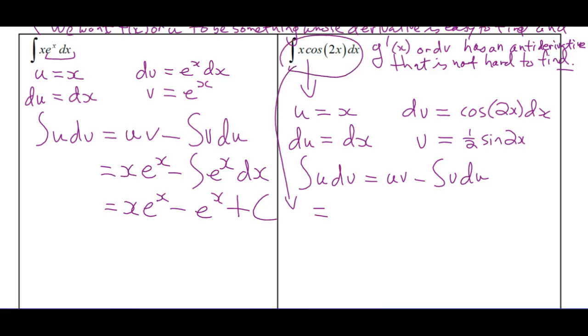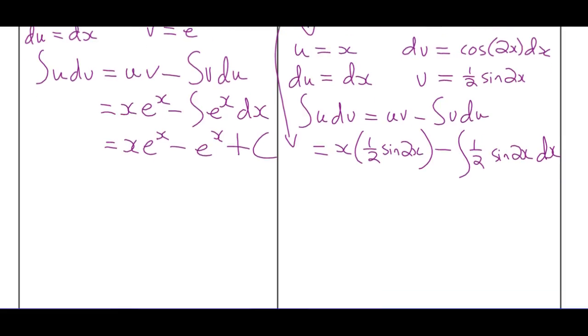Okay, so what's that equal to? U times v. So x times 1/2 sine 2x, minus the integral of v, 1/2 sine 2x, du, so du, which is dx. So we've got 1/2 sine 2x dx. Okay, left side easy, right? I mean, that's just going to become x over 2 sine 2x. So that's just doing the multiply. Right? Nothing hard there. And now we need to find the antiderivative of this.